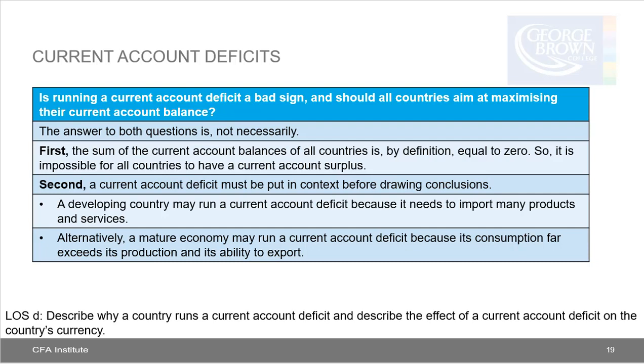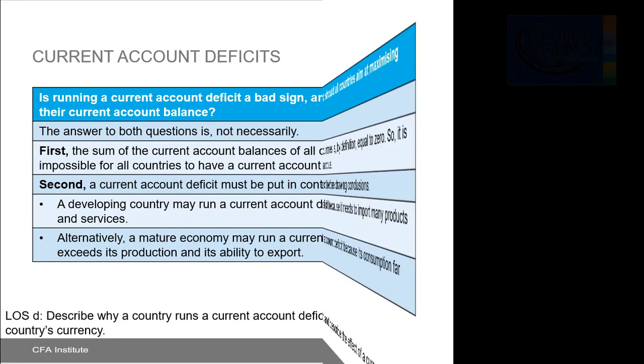First, the sum of the current account balances of all countries is by definition equal to 0. So it is impossible for all countries to have a current account surplus. Second, a current account deficit must be put in context before drawing conclusions. A developing country may run a current account deficit because it needs to import many products and services. Alternatively, a mature economy may run a current account deficit because its consumption far exceeds its production and its ability to export.